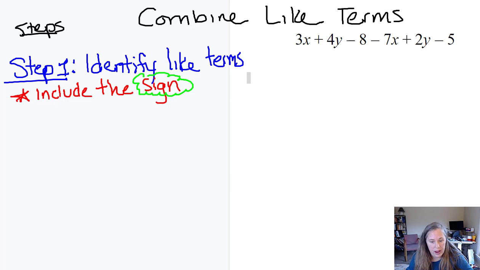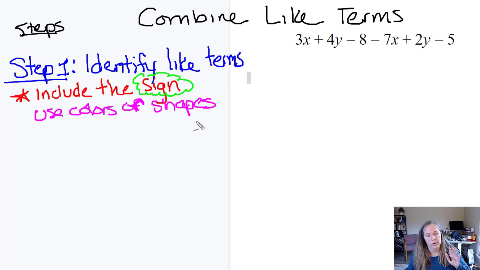Okay, and a strategy for this is use colors or shapes if you're a visual learner. And I'm going to show you what that means. That's supposed to be an R. Okay, so you can just take down the notes and then I'm going to show you what it means. So step 1 is identify like terms.